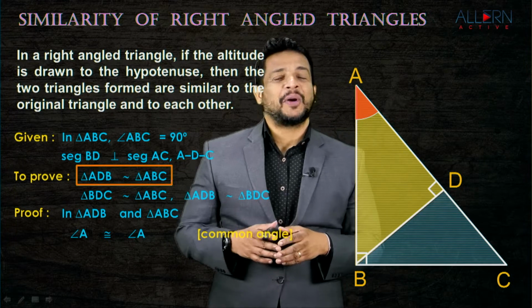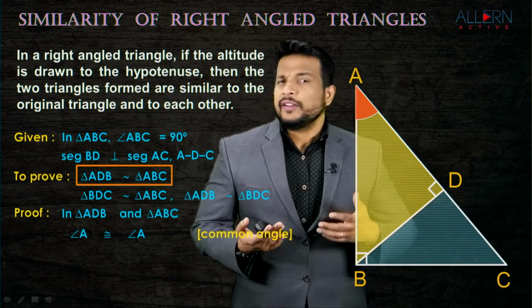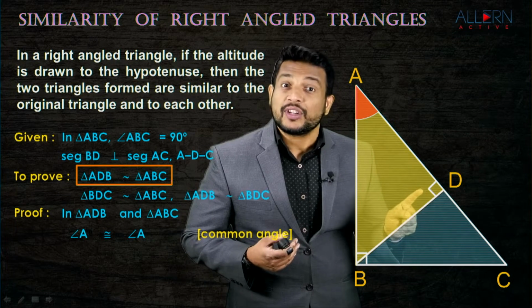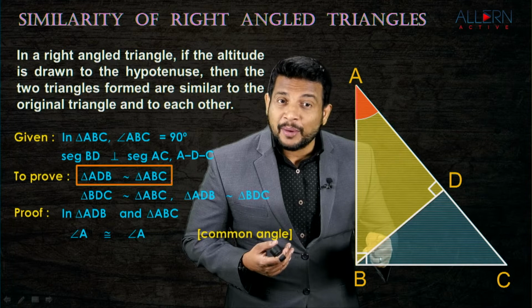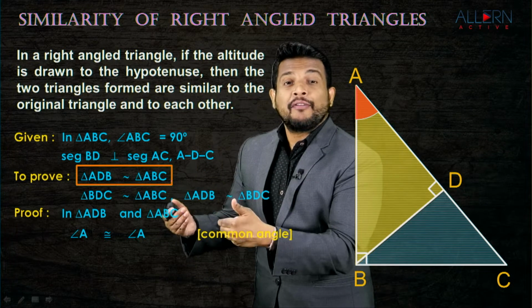Because you know the reason is common angle. Any one more pair of angle which you get equal, you will say yes, very easy. You know why? Because you see this angle is how much? 90. And you see this angle, how much is this? 90. That means in both the triangles, there's one more pair of angle which is equal.